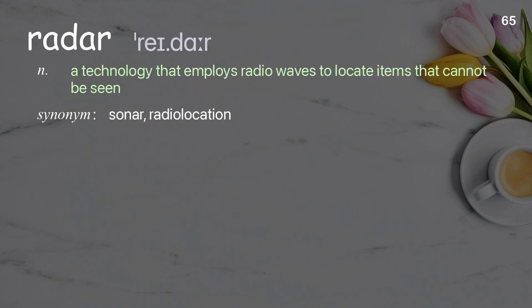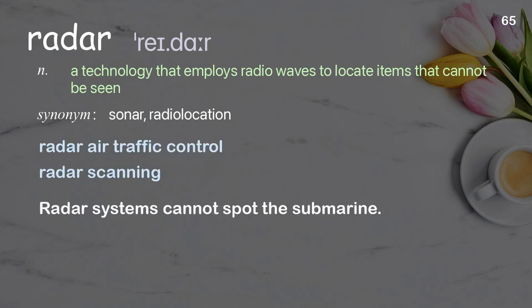Radar: a technology that employs radio waves to locate items that cannot be seen. Examples: radar air traffic control, radar scanning. Radar systems cannot spot the submarine.